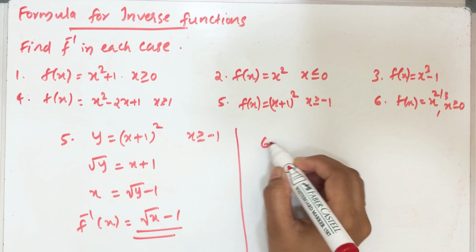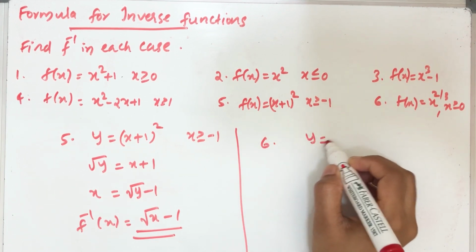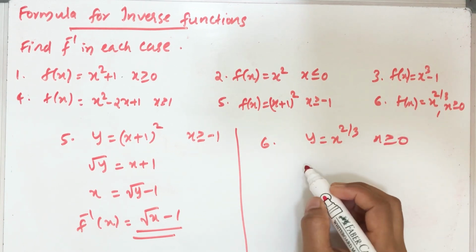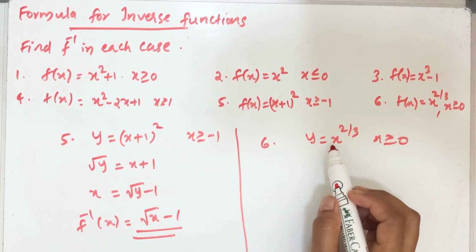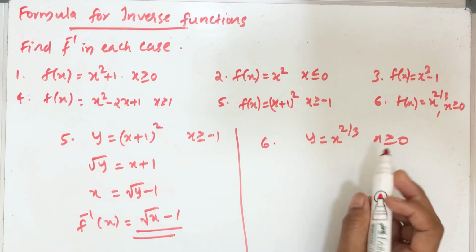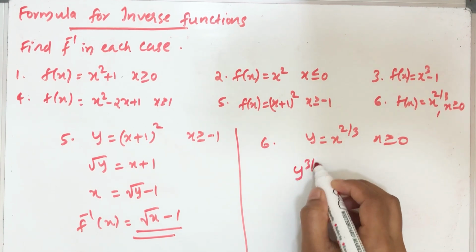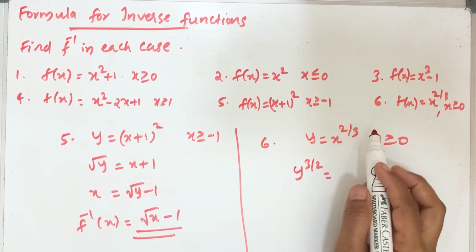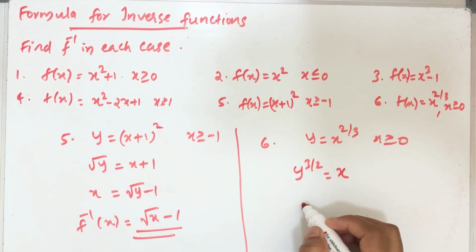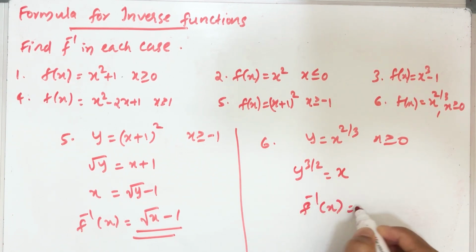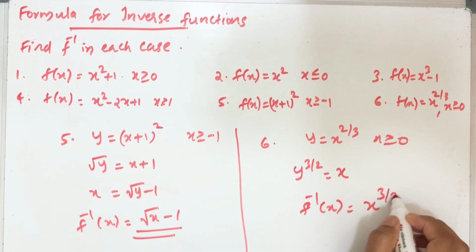Last question. F of x is equal to x raised to 2 by 3, x greater than or equal to 0. Here, to get x, we can just take the power raised to 3 by 2. So we get y raised to 3 by 2 is equal to x raised to 2 by 3 into 3 by 2, that is 1 x. So we can interchange x and y. So we get f inverse of x is equal to x raised to 3 by 2.